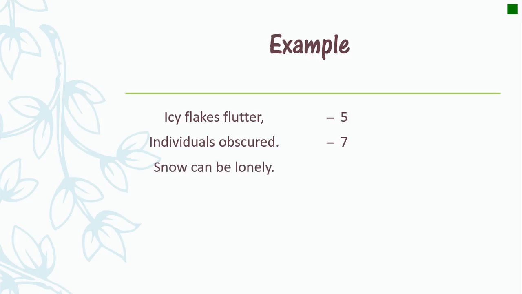For example, if we were going to be talking about snowfall, we can maybe say, icy flakes flutter, referring to snow falling, which is 5 syllables if you clap it out. Individuals obscured, which is 7 syllables, meaning maybe that when the snow falls, it kind of mixes into all of the rest of the snow and you can't see the individual flakes anymore. And then, snow can be lonely, just your thoughts on it. And that again is 5 syllables, but you see how easy that was, and it took 2 minutes.